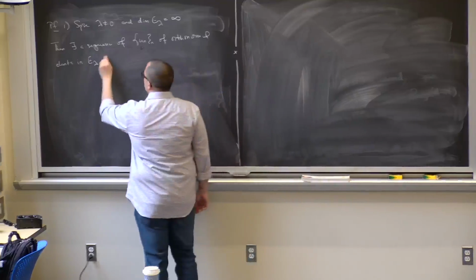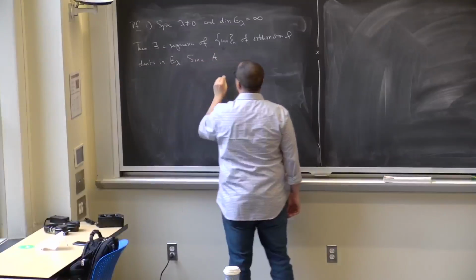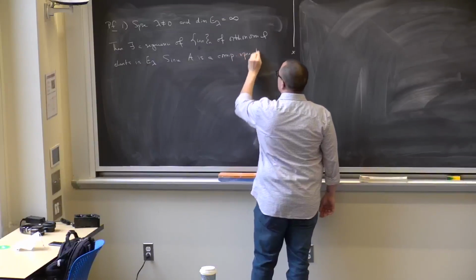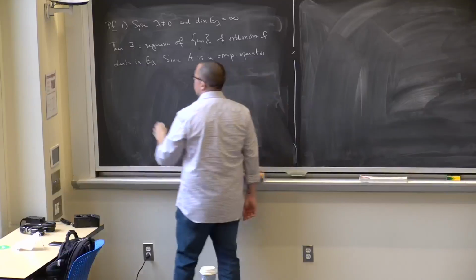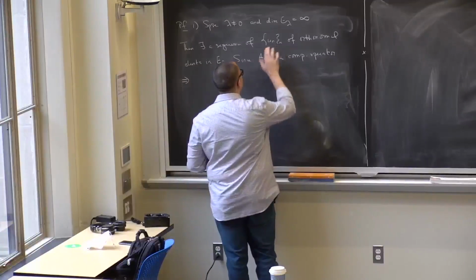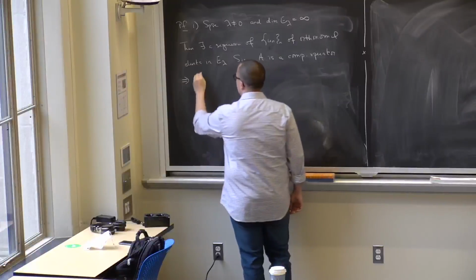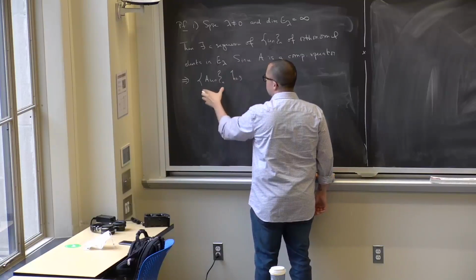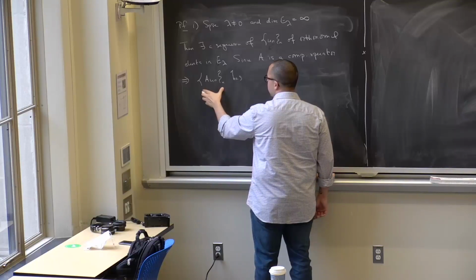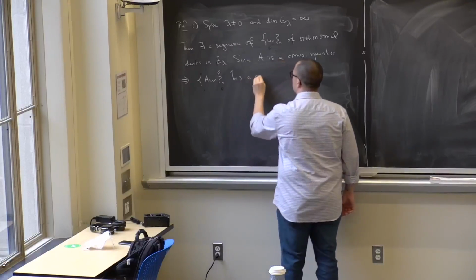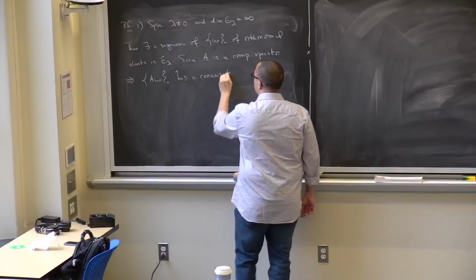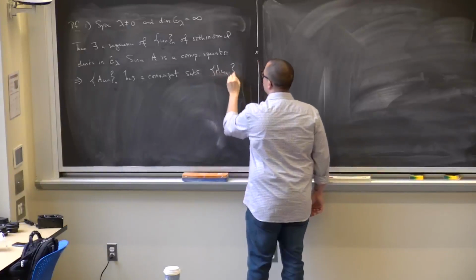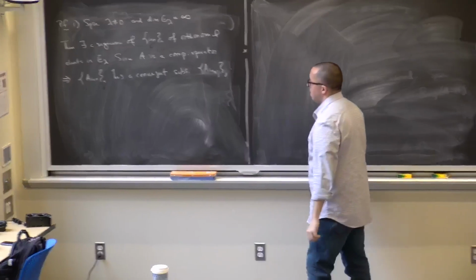Now, since A is a compact operator, and all of these have unit length, it follows that A applied to u n is a sequence in a compact set, right? So it has a convergent subsequence, A u n j.